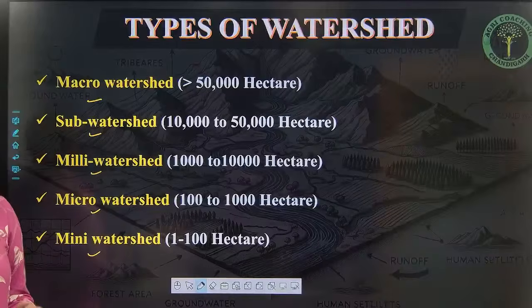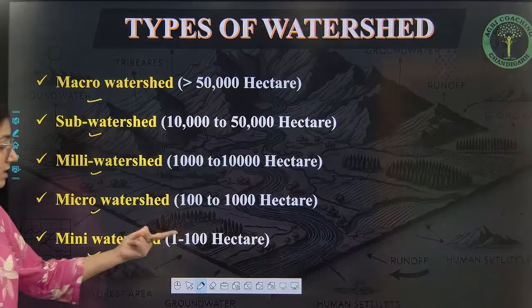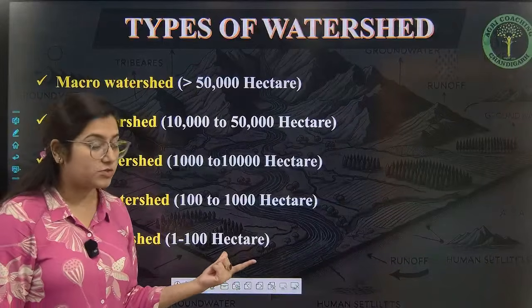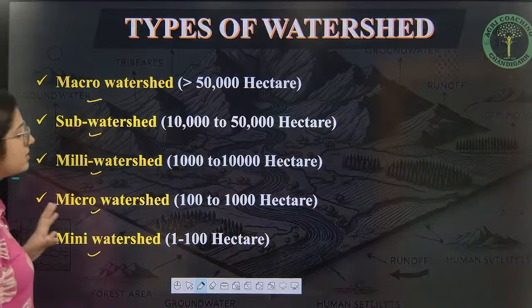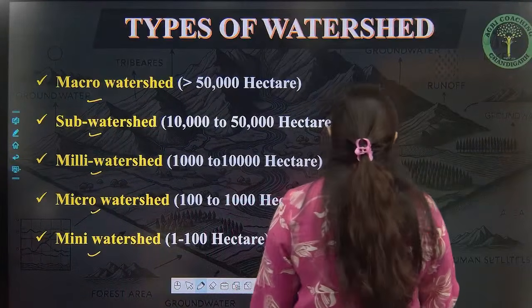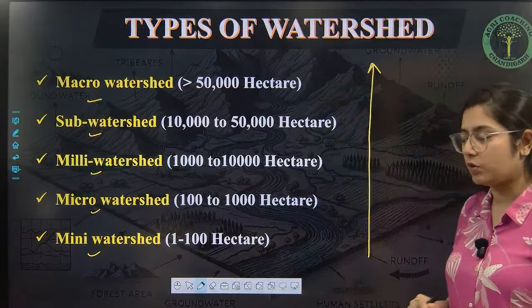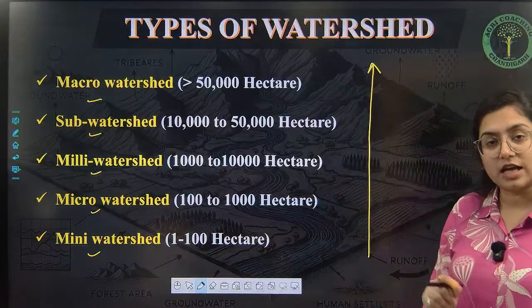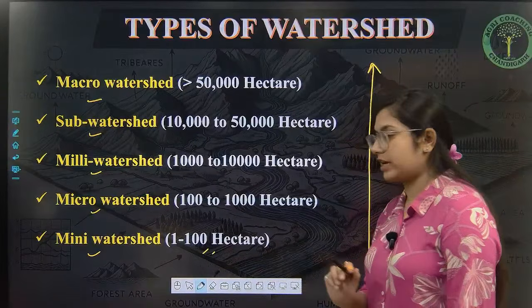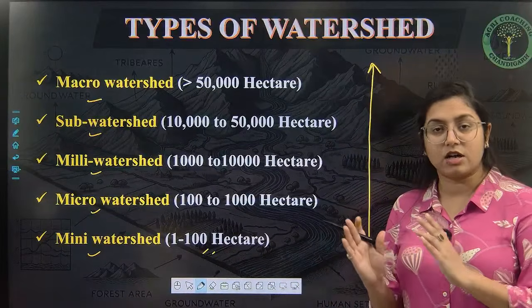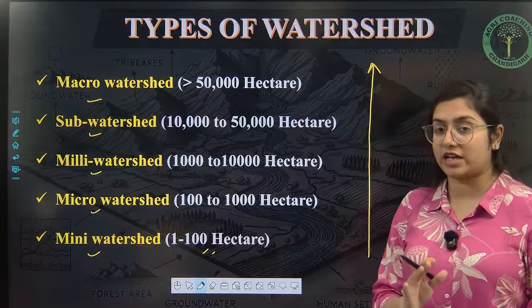That is in hectares. Remember the dimension, basically the size, and the SI unit as well. This is also important. Now, what is the simplest way to learn? Start from the small one, the mini watershed. The size is around 1 to 100 hectares.